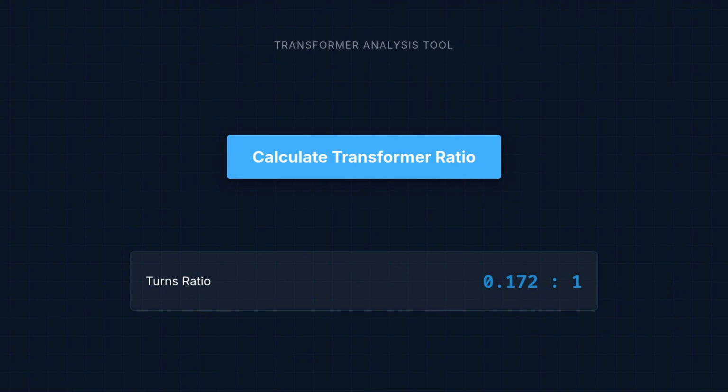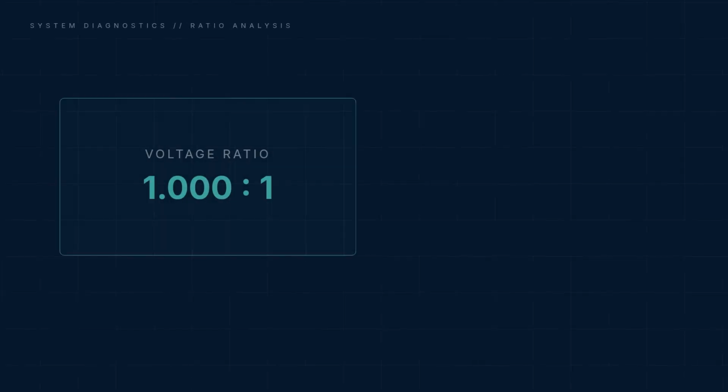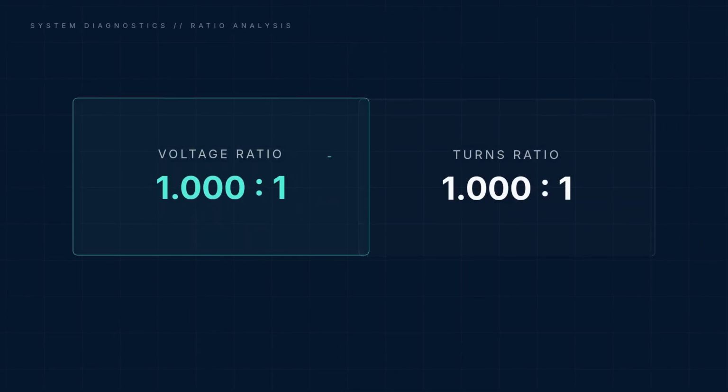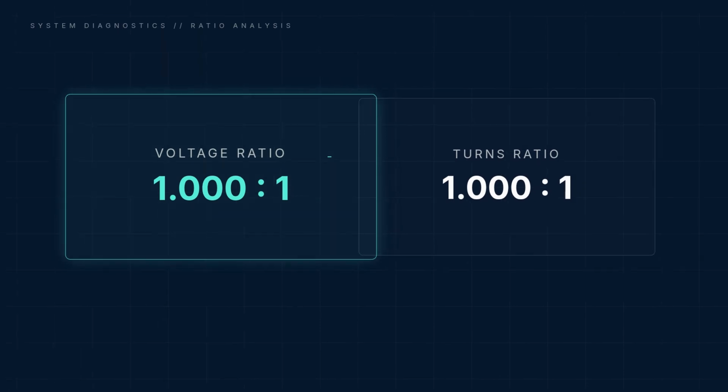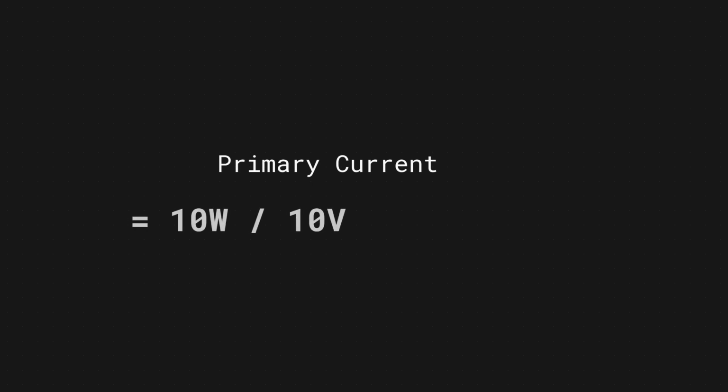The turns ratio shows 1000 to 1, meaning the primary and secondary have equal turns. The voltage ratio is also 1000 to 1, confirming our equal input and output voltages. Primary current calculates to 1000 ampere, which equals power divided by primary voltage. Secondary current is also 1000 ampere, maintaining the power balance across the transformer.